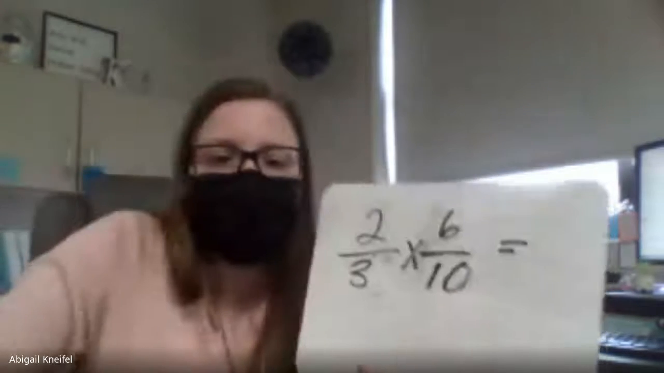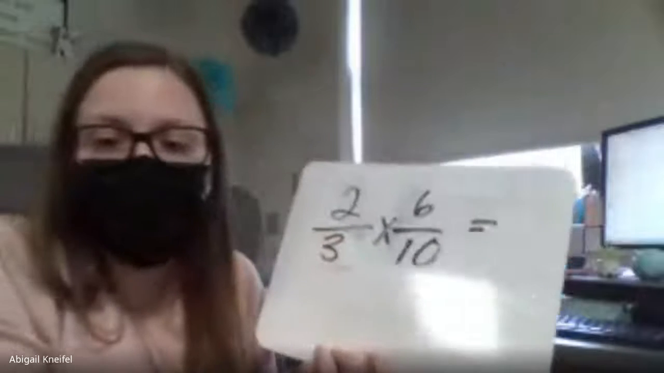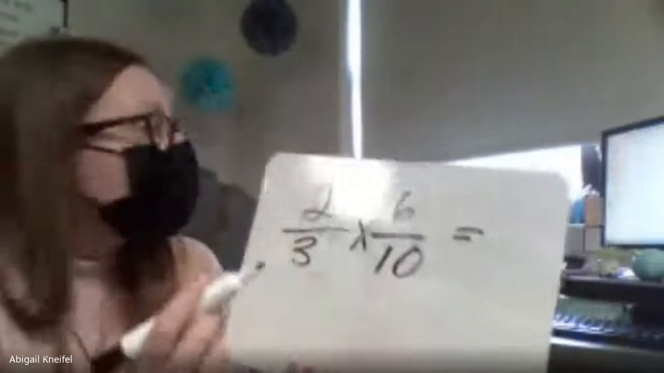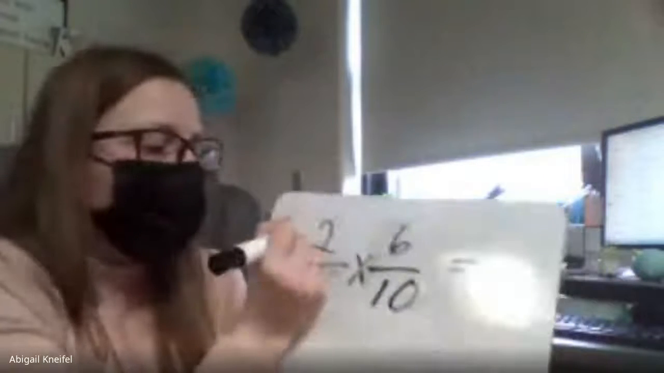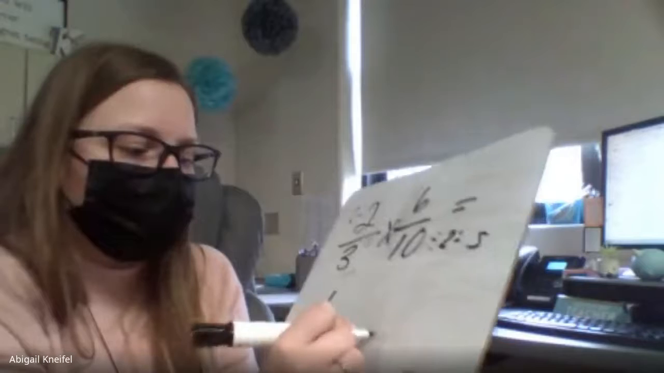All right, let's work this problem out. The first thing you need to do is see if you can cross simplify. Well, I know 2 and 10 are both across. You do a diagonal, Mia, across. Okay, cross simplify. So 2 and 10 are both even numbers, so I know that those can be simplified. 2 can go into itself one time. 2 can go into 10 5 times.